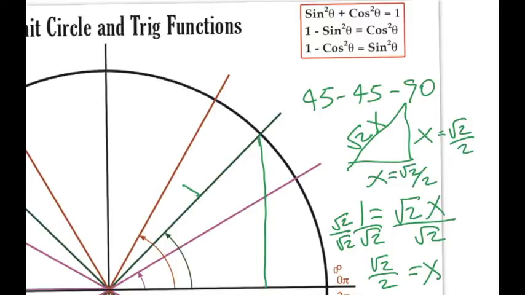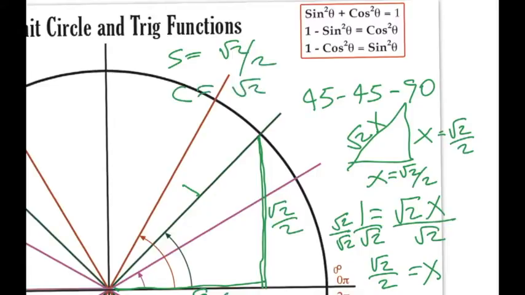So if I label my triangle here, what I have is a 1, square root of 2 over 2, square root of 2 over 2. Which means that my sine is equal to square root of 2 over 2, and my cosine is equal to the square root of 2 over 2. And since those are equal, my tangent is going to equal 1. So that goes over the 45, 45, 90 triangle. We'll see where to put those on the chart in just a minute.